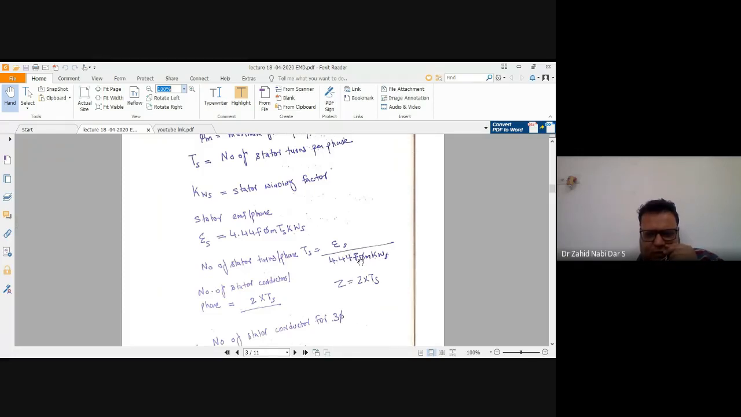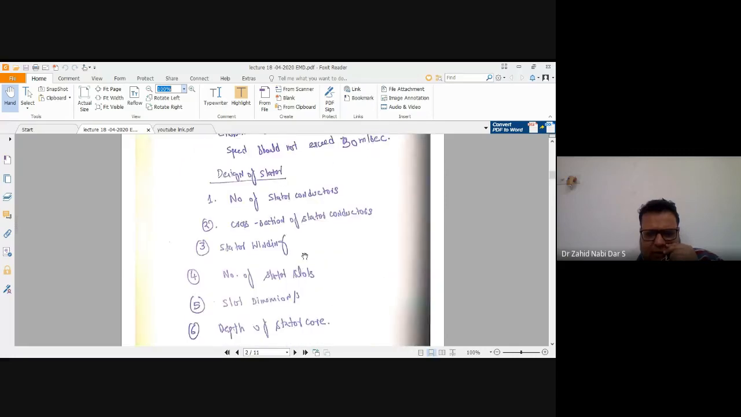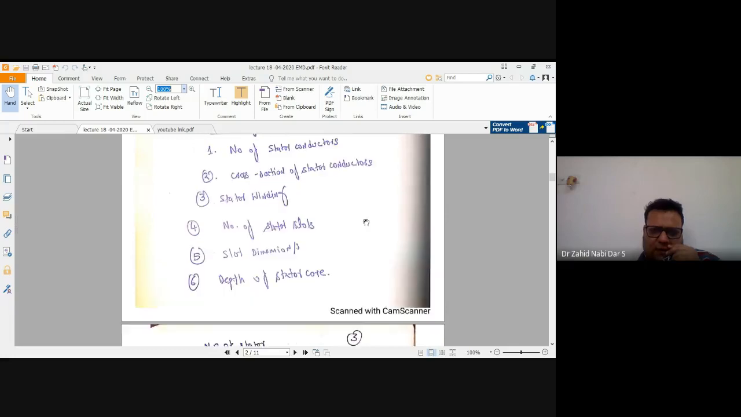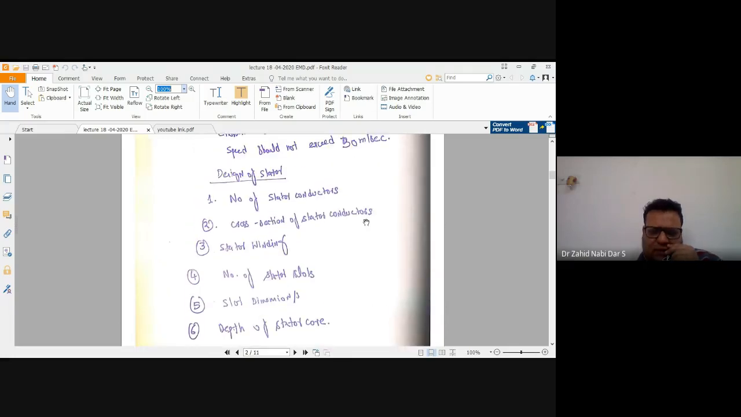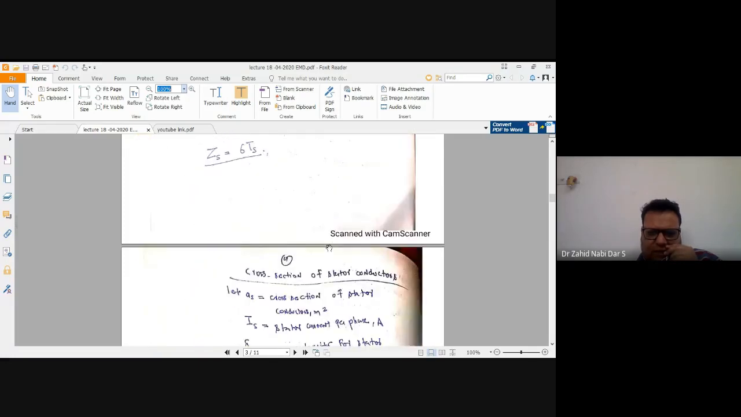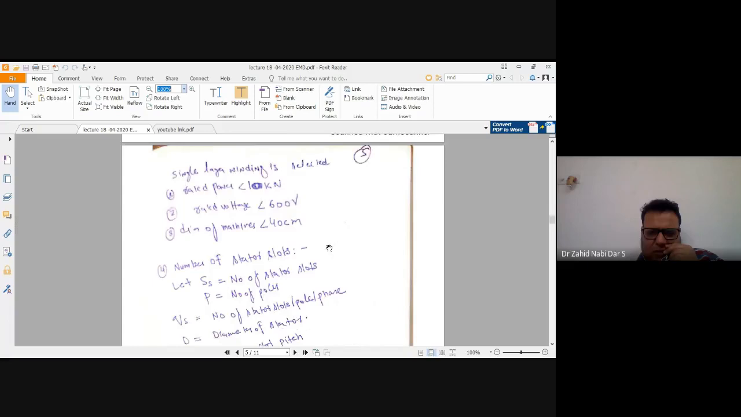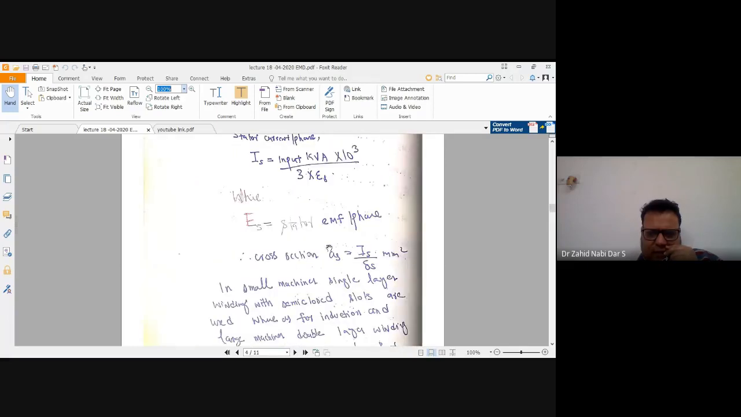So these things would be mentioned. Now the second thing is the cross section of the stator conductors. That means the area of cross section. That is, the current of the stator, Is, divided by the area, would give you the current density. Usually the current density is given, so you can calculate the area. Like here, you have calculated the area: As is equal to Is by rho s millimeter square.